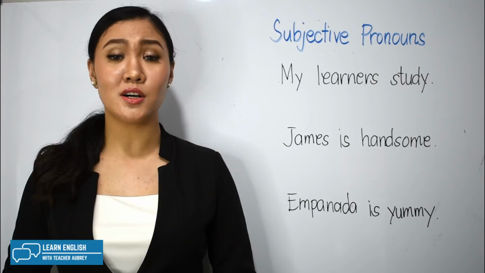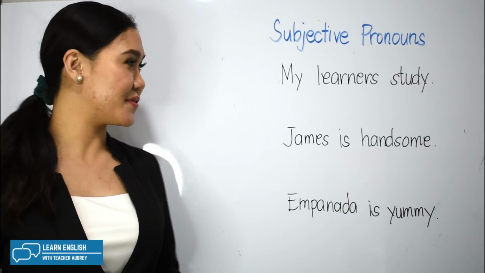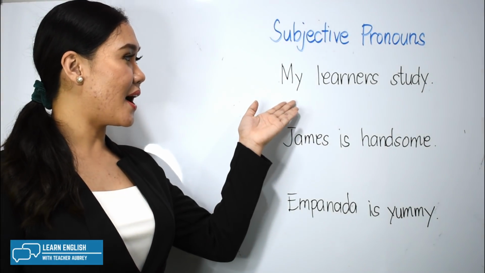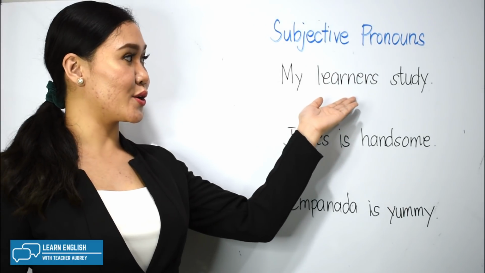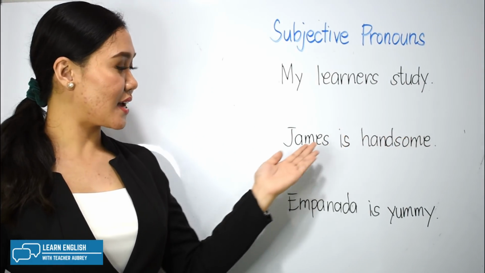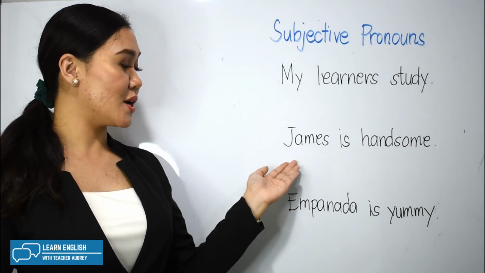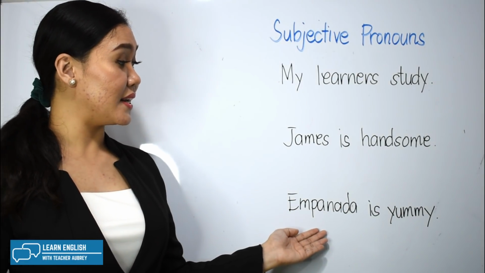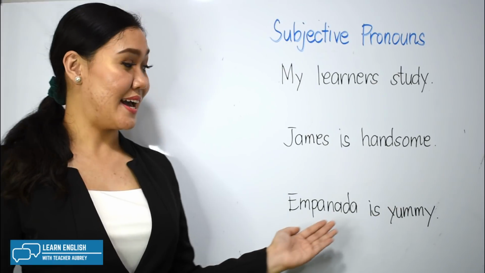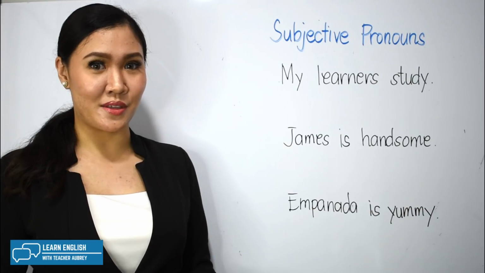Now let us try to substitute these subjects with the correct subjective pronouns. Let us try to understand and analyze them one by one. For the first one, we have my learners study. Second one is James is handsome. And the third one is empanada is yummy. Let's answer them.